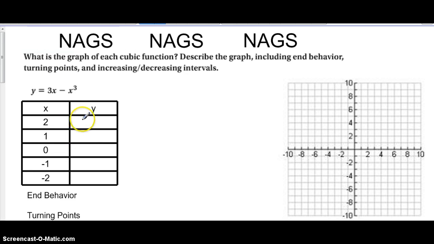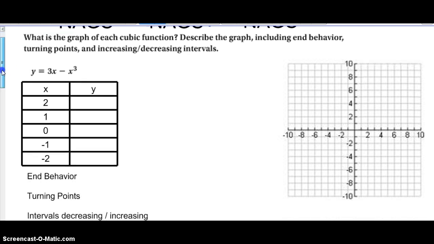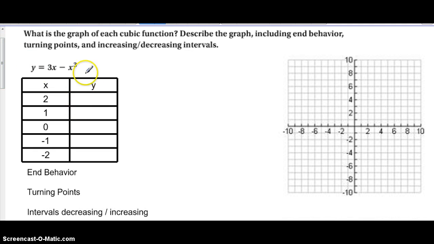Let's move on to the section of what I refer to as NAGs. Numbers, algebraic, graph, summary. For these end behavior questions, we're going to have to graph these, find the numbers. Here's the algebraic expression, but we'll probably have to put that in standard form, discuss the end behavior, the maximum number of turning points, and the intervals, decreasing or increasing.